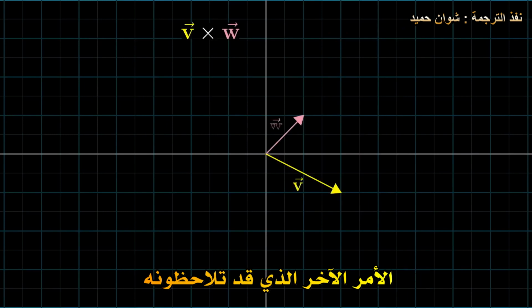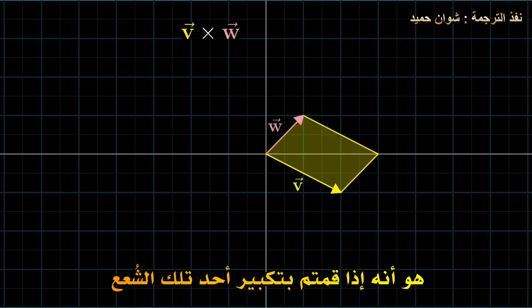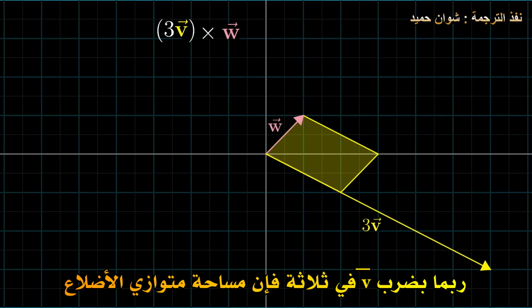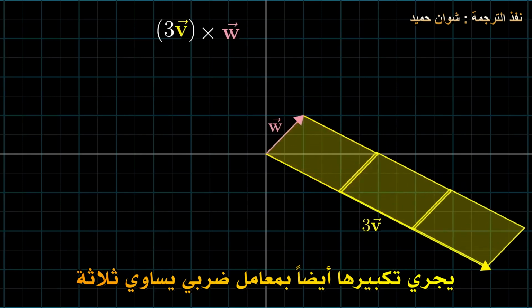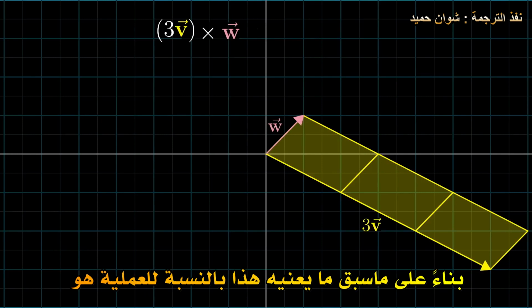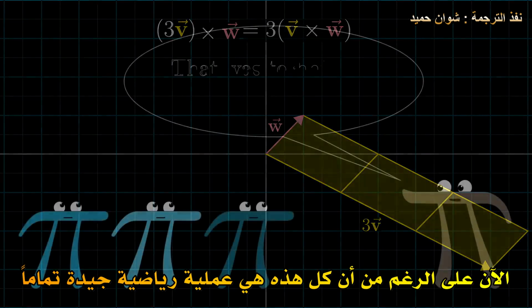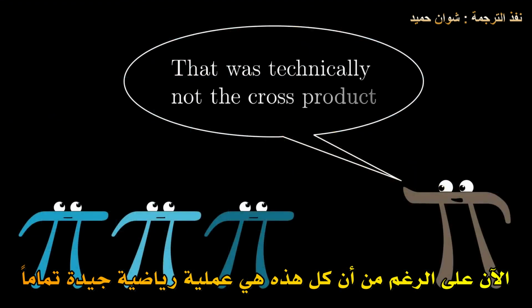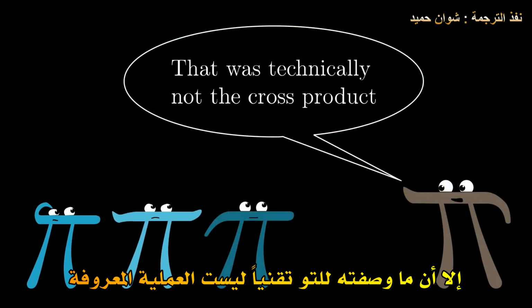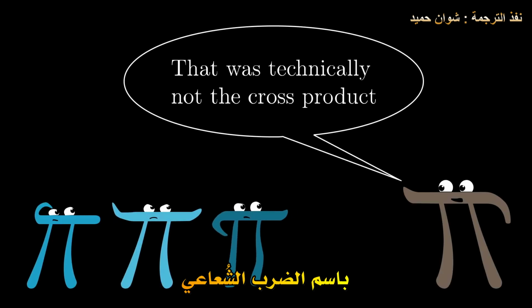Something else you might notice is that if you were to scale up one of those vectors, perhaps multiplying v by 3, then the area of that parallelogram is also scaled up by a factor of 3. So what this means for the operation is that 3v cross w will be exactly 3 times the value of v cross w. Now, even though all of this is a perfectly fine mathematical operation, what I just described is technically not the cross product.